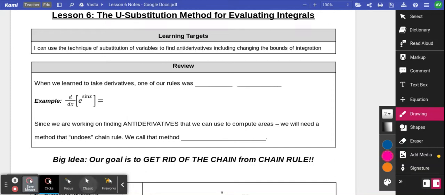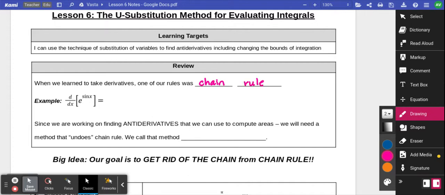Hi everybody. In this video, I'm going to be going through lesson 6 for unit 6, which is all about the U-Substitution method for evaluating integrals. Now, in class today, we reviewed how, when we learned to take derivatives, one of our rules was the chain rule.